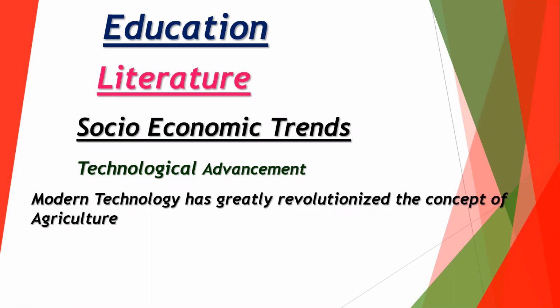Modern technology has greatly revolutionized the concept of agriculture. What is the most significant change? The transformation of the rural scene by modern technology. You know that before it was the traditional method in agriculture, but modern technology has brought a sudden change in the concept of agriculture. The process of mechanization has substituted the traditional methods, the bullock with tractors and threshers, and the manure of cow dung with chemical fertilizers.